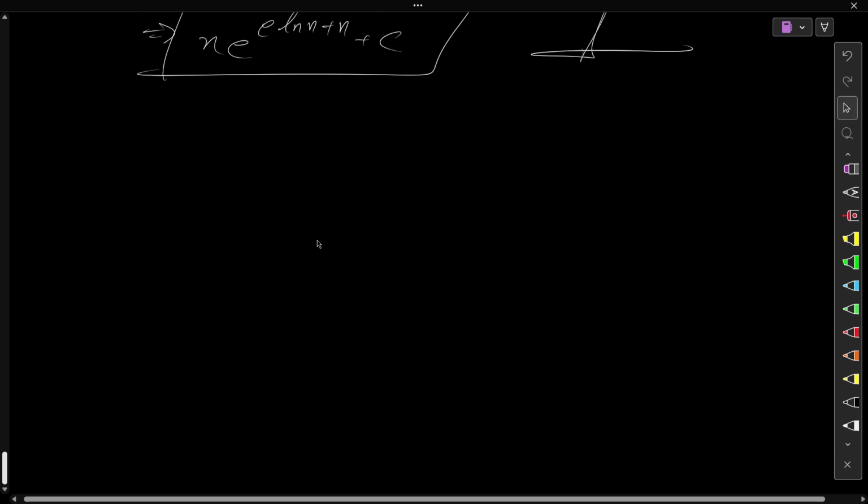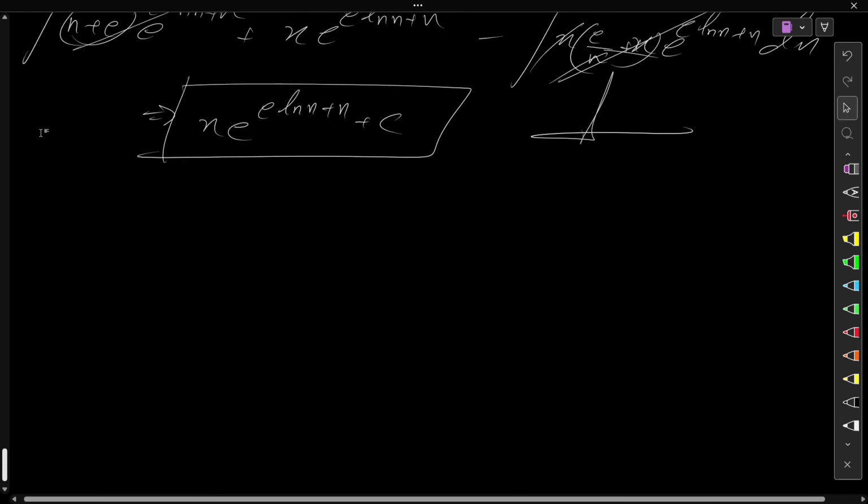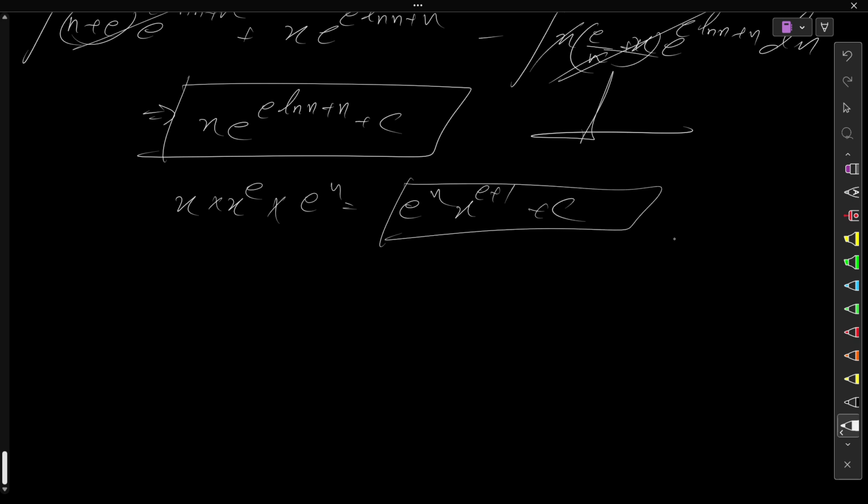Okay, next question. In the answer key, the answer could also be written as x multiplied by x to the power of e plus e to the power of x. This is not plus, but multiplied, so e to the power of x multiplied by x to the power of e plus 1, plus c. Yeah, so this could also be written.